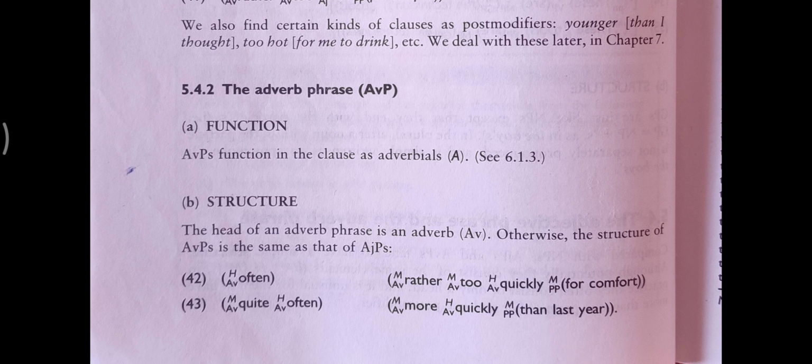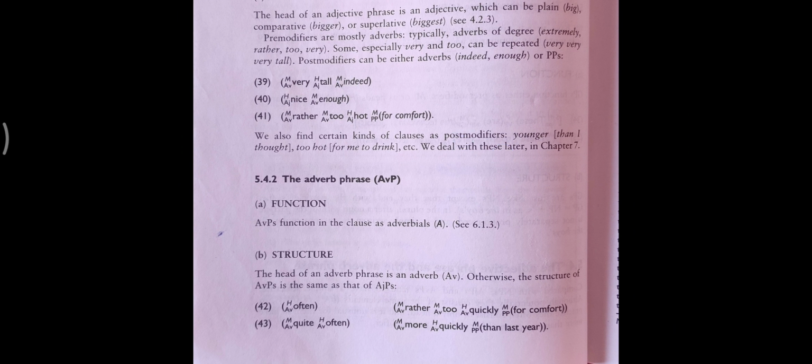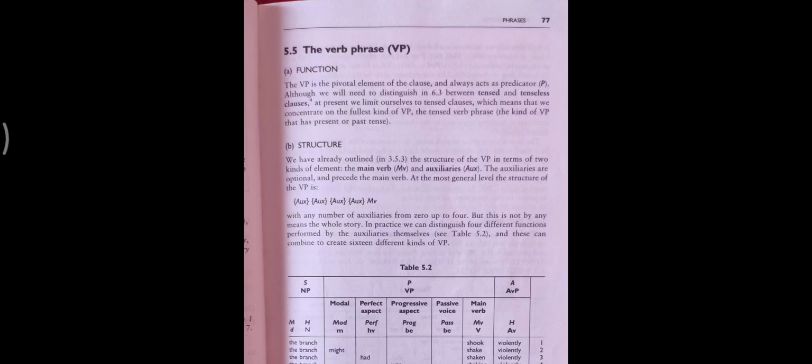Like this, more quickly than last year. It's a comparative preposition, than last year. The noun phrase or prepositional phrase is used after the head quickly. That is what than last year is, a post modifier. More is before, as we have seen, the pre-modifier. So like this we have studied the adjective phrase and adverb phrase.